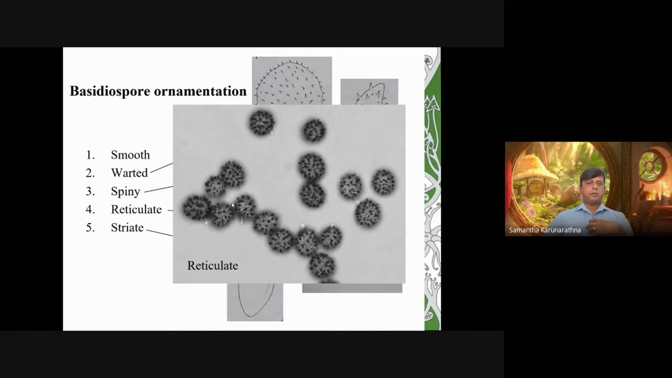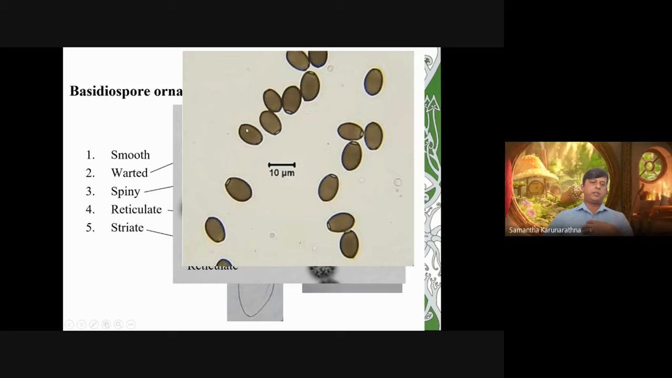So this is how you see the reticulate spores under the microscope. You can see the different patterns on the surface. Next one, please. And this is an example of a smooth spore. You can see the surface is very smooth, no projection or any special feature. Next one, please.